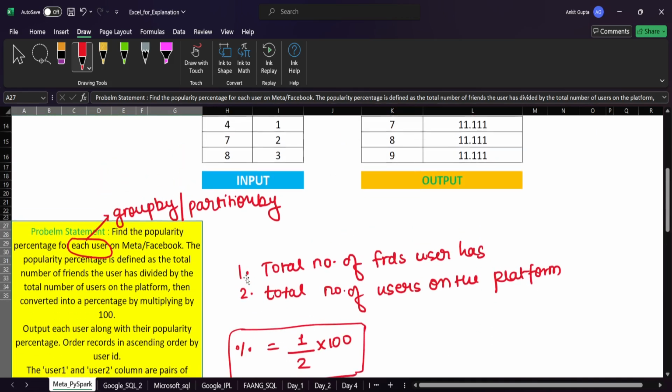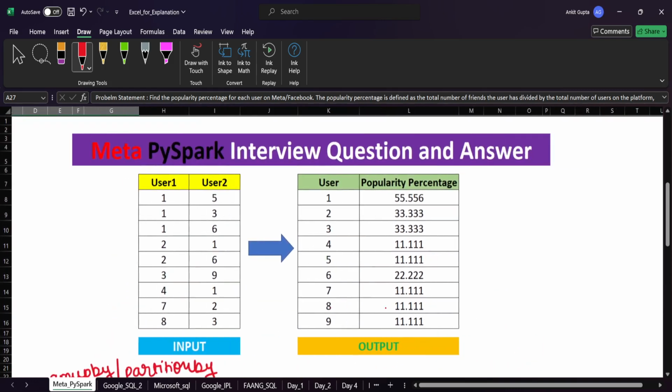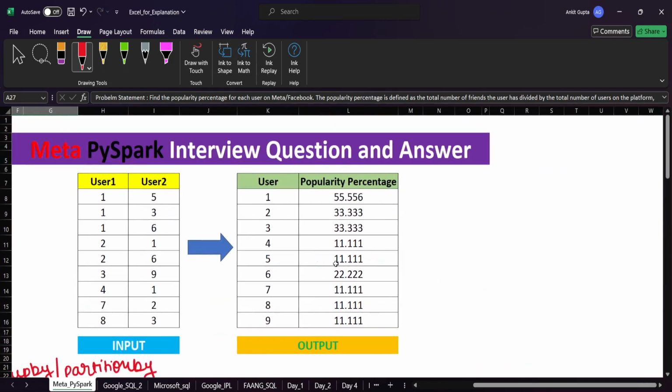I think the problem is quite simple to understand, right? So we need to find these two things, take the division of them and multiply it by 100 to get the popularity percentage, right? So let's first understand how this output is getting generated, right?